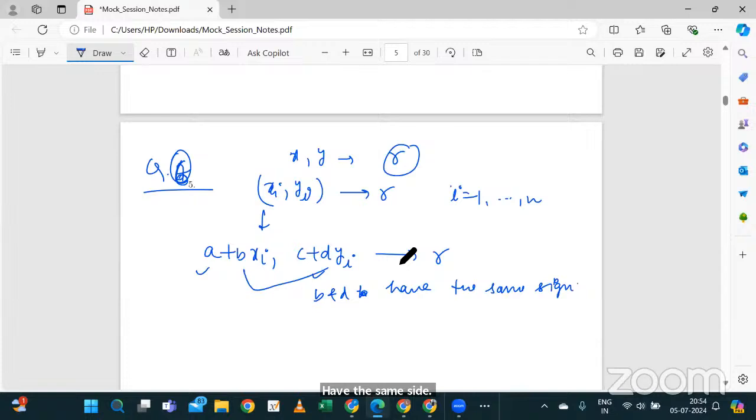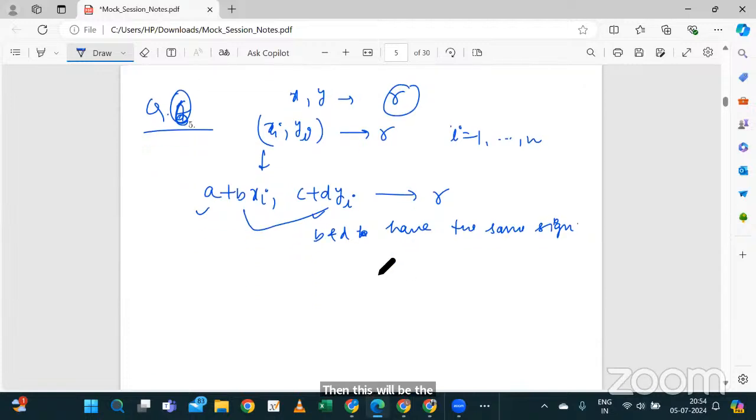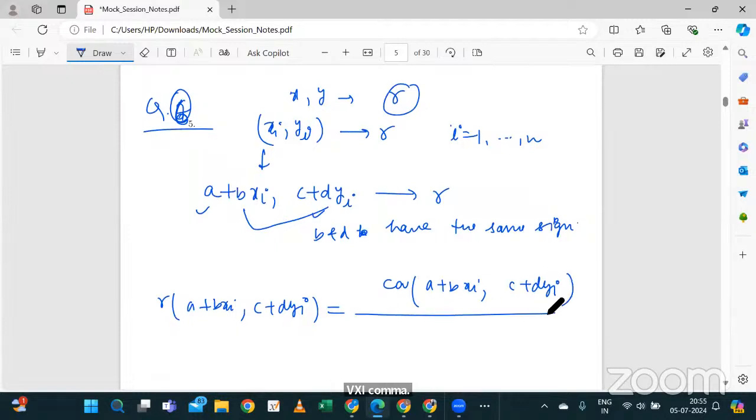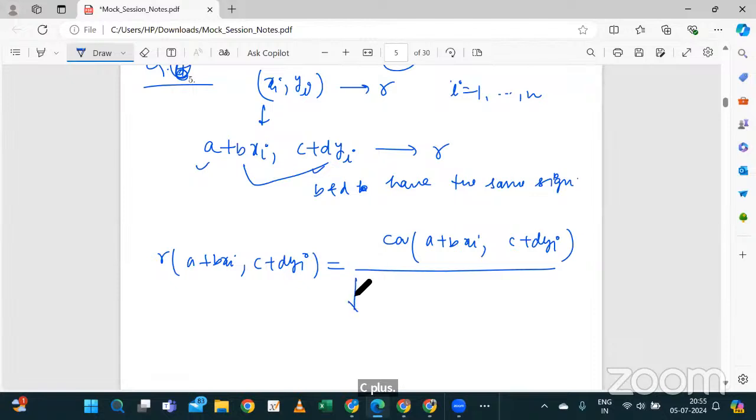Then this will be the R. I will just do the quick derivation so that you can get the idea. This is something randomly I'm talking about. So R is what? Covariance between A plus Bxi comma C plus Dyi. If anyone is not getting, don't worry. It's not going to come in the examination. But I'm just trying to explain so that you should know from where this came.